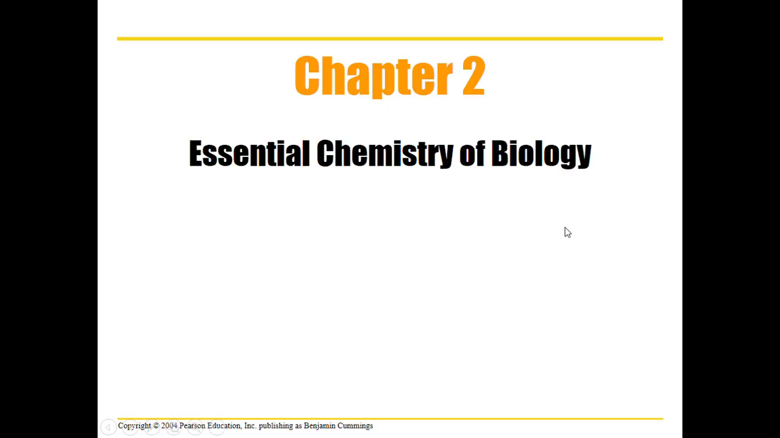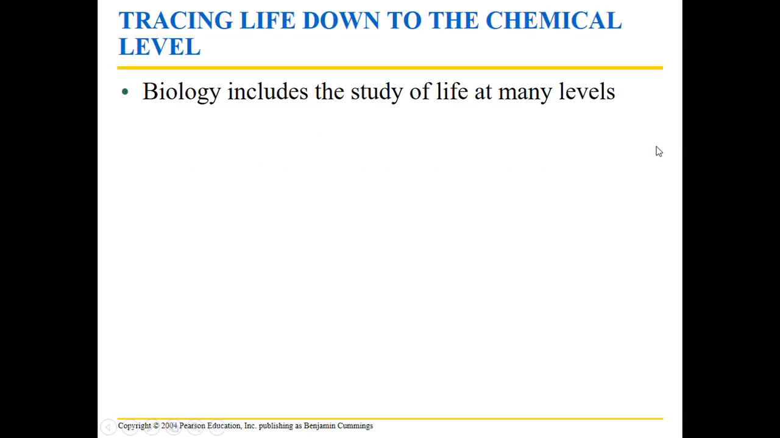All right, everyone. Now let's move on to Chapter 2, Essential Chemistry of Biology. Tracing life down to the chemical level. So a lot of people ask, why do we look at chemistry if we are studying biology? Well, everything that happens in biology is because of the chemistry of molecules, molecules of life, how they function. And so we need a general understanding of chemistry to understand biology.